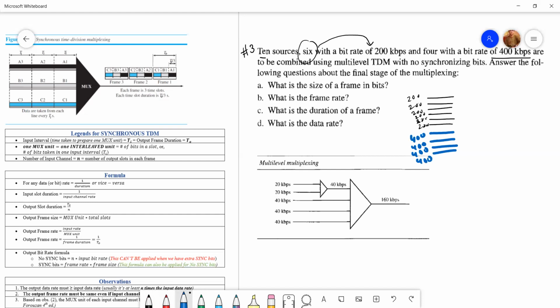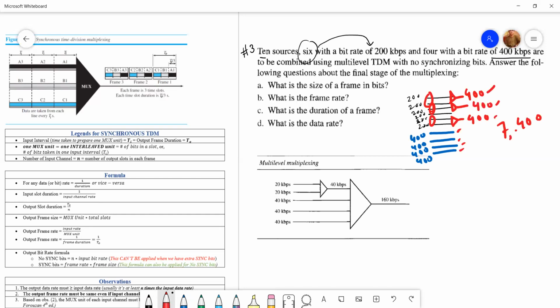For the multi-level multiplexer, we have to combine the lower input channels into higher input channels. So we can combine these two, 200 plus 200, making 400 kbps. If I combine these two, 200 plus 200 is again 400 kbps. Then we combine these two to make another 400 kbps. Now how many 400 kbps channels do we have? We have 1, 2, 3, 4, 5, 6, 7.